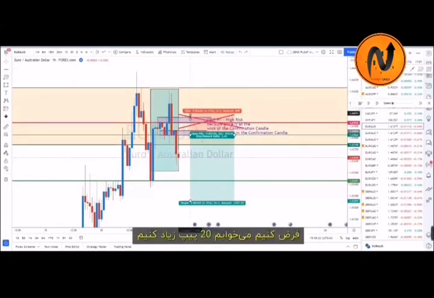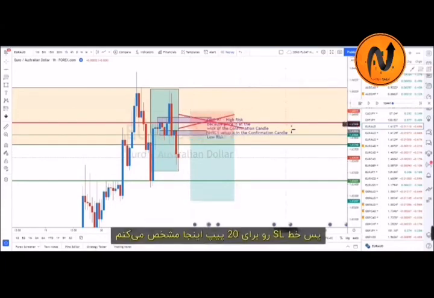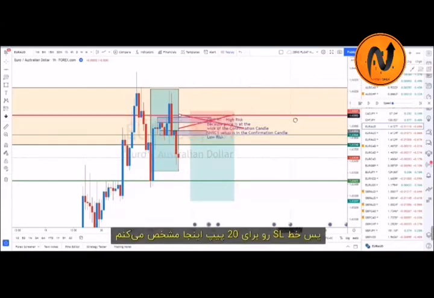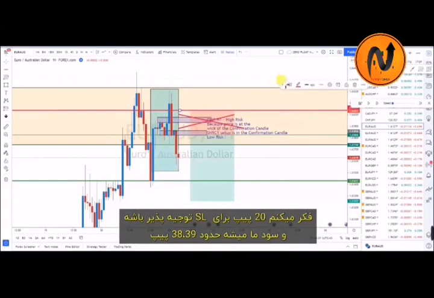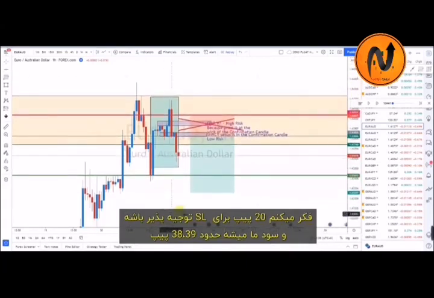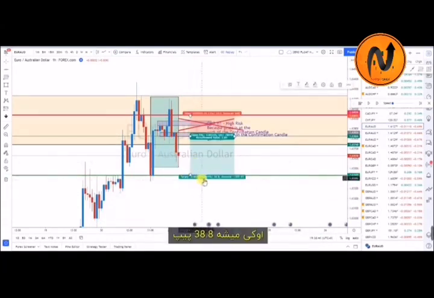So let's say we're going to risk around 20 pips. 20 pips will be around here. So I'm going to set this as the SL line. Instead of here, I'm going to move it here, 20 pips. I think 20 pips for SL is considerably justified. And our take profit will be around 38 pips. Okay, 38.8 pips. Yes, so our risk reward will be 1.89.